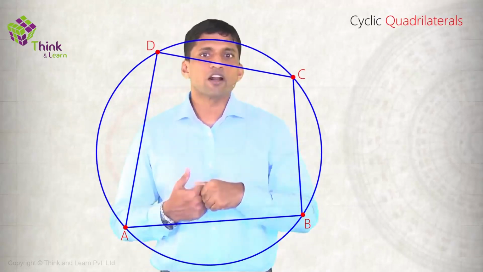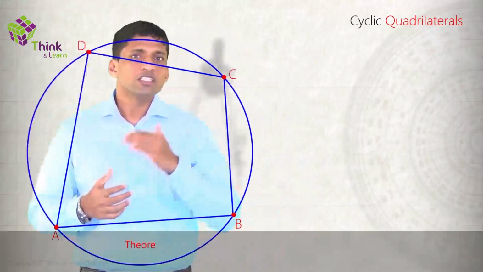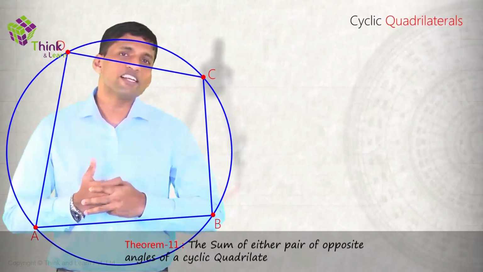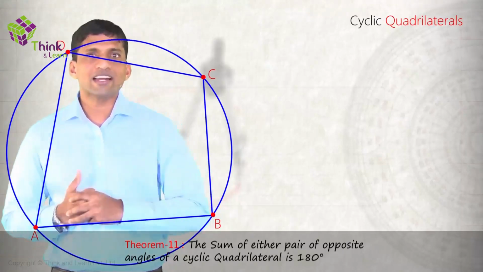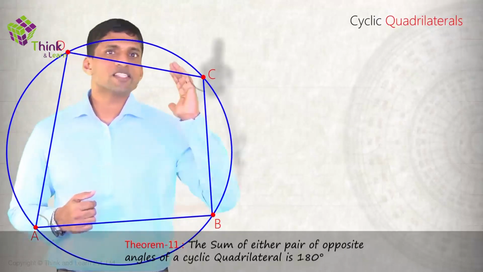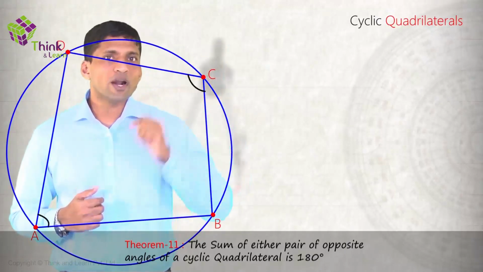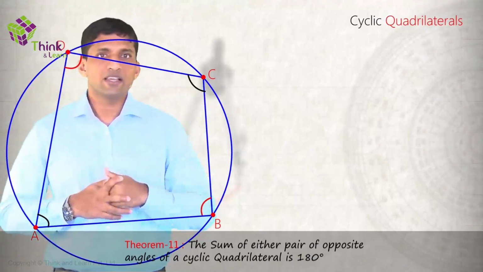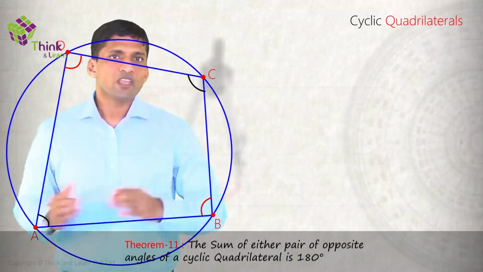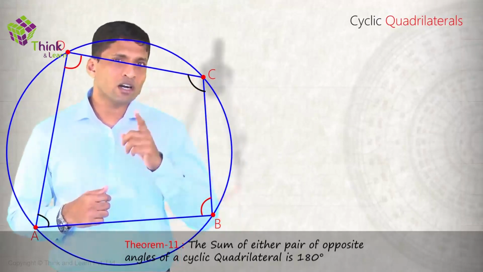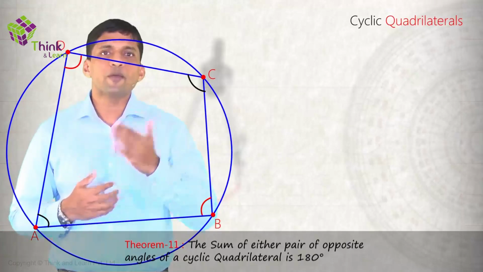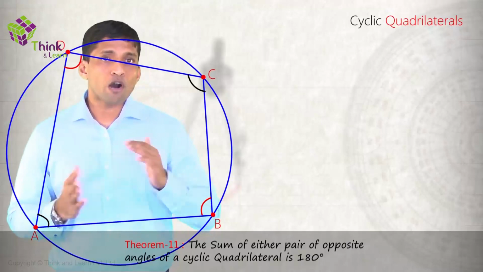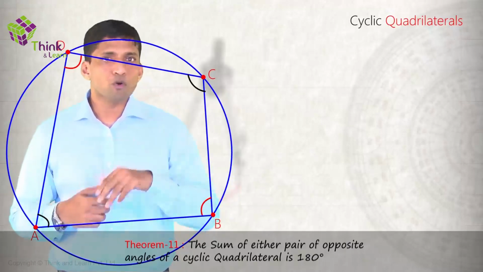So the first theorem, the most important one here is sum of either pair of opposite angles of a cyclic quadrilateral is 180 degree. That is, in this cyclic quadrilateral, angle A plus angle C is equal to 180 degree. Same way, angle B plus angle D equal to 180 degree. So it's a very simple theorem. If you take sum of opposite angles in a cyclic quadrilateral, they are supplementary. That is, they'll add up to 180 degree. We will see the proof why this is 180 degree. We will prove this theorem next.